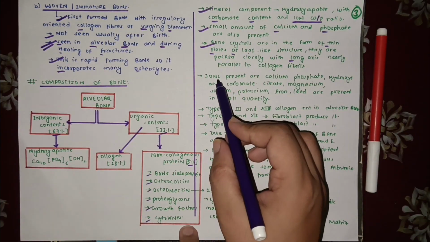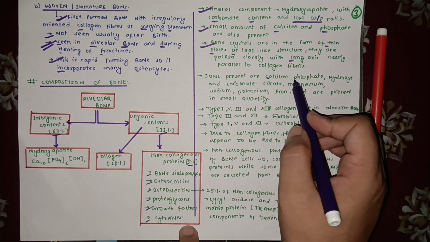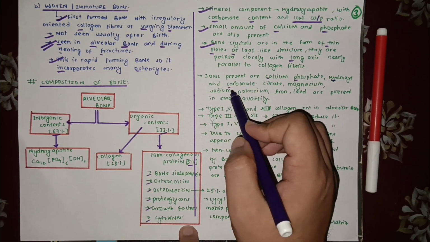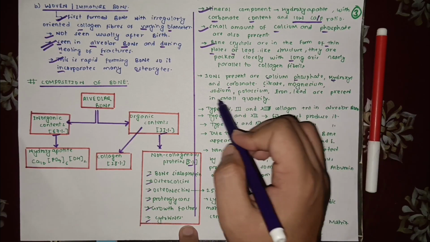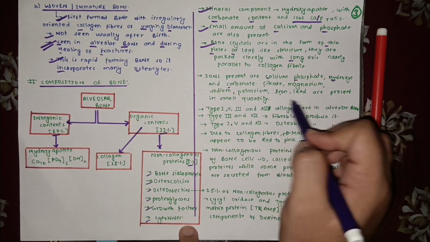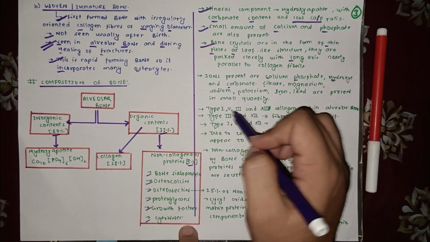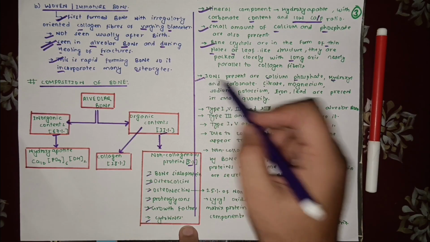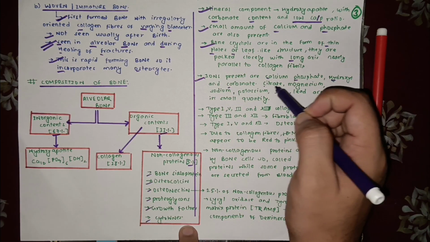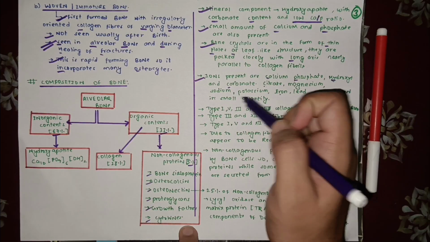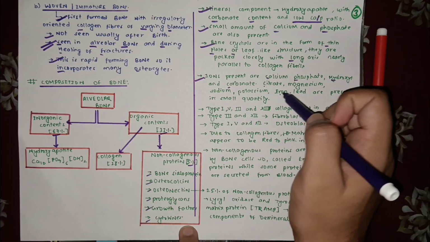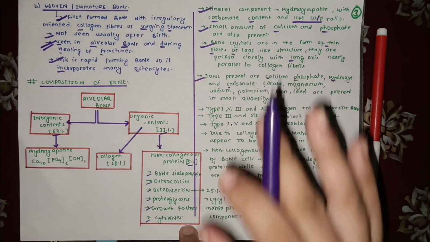In another point, the ions present are calcium, phosphate, hydroxyl and carbonate ions. Citrate, magnesium, sodium, potassium, iron and lead are also present in small quantities. So they are the metals, and iron and lead are present in this bone.